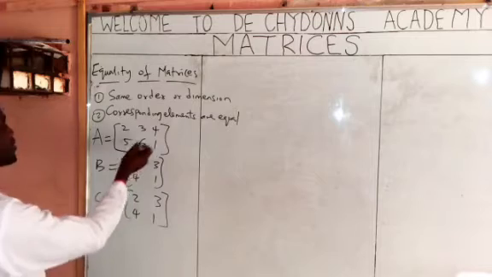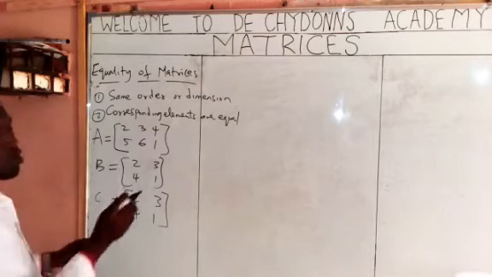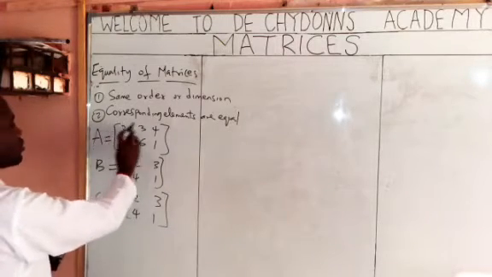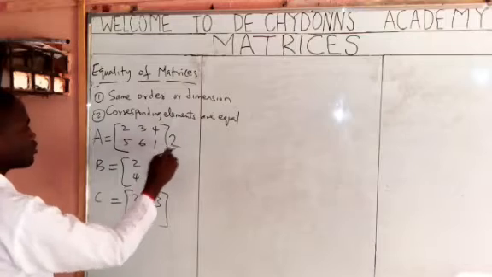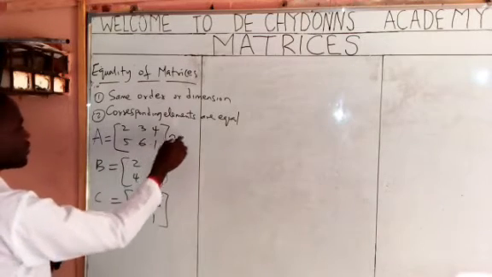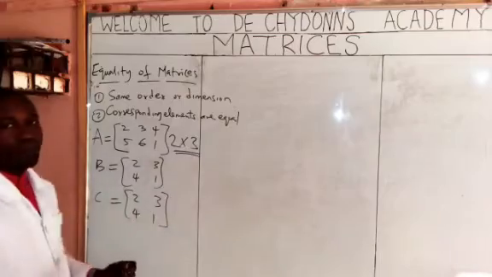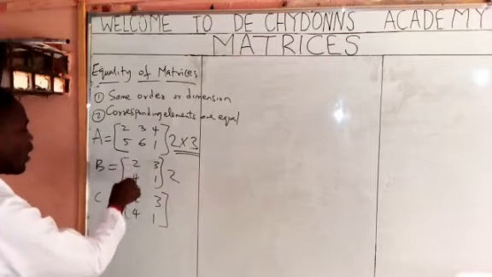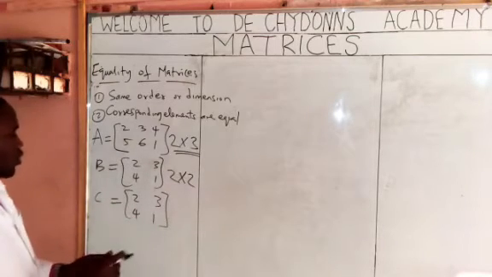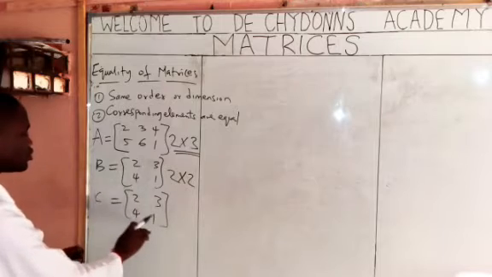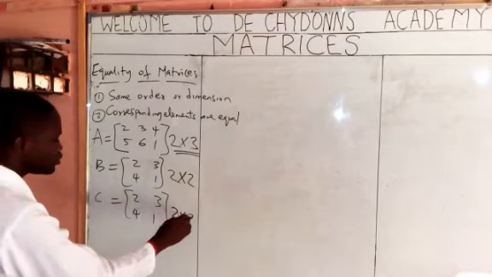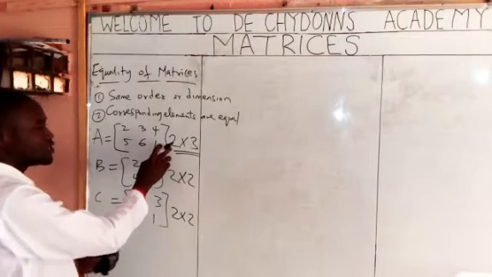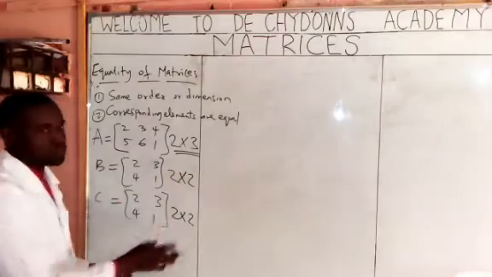Now, what is the order of this one? All you do is check their order first. What is the order of this matrix? The row is 1, 2. The column is 1, 2, 3. So this is the order of it, 2 by 3. What is the order of this matrix? 1, 2, 1, 2, 2 by 2. What is the order of this matrix? 1, 2, 1, 2, 2 by 2. Now, the first matrix is not in the same order as these other two.